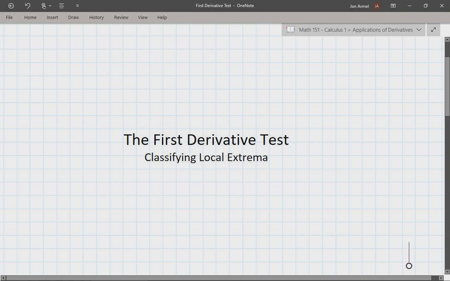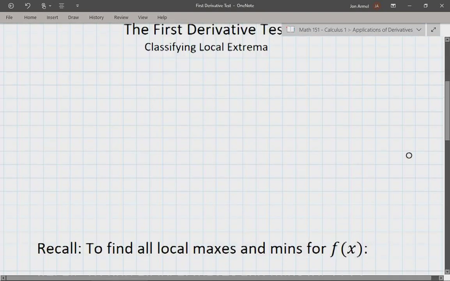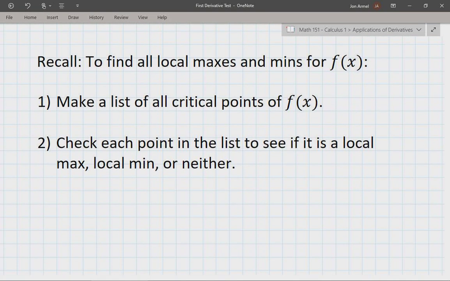Welcome back to Calculus. In the last video, we saw an algorithm for finding all the local maxes and mins of a function, and it had these two steps. So remember, we first find all the critical points. A critical point is an x value where the derivative of the function is 0 or undefined. So you've got a horizontal tangent line or just no well-defined tangent line.